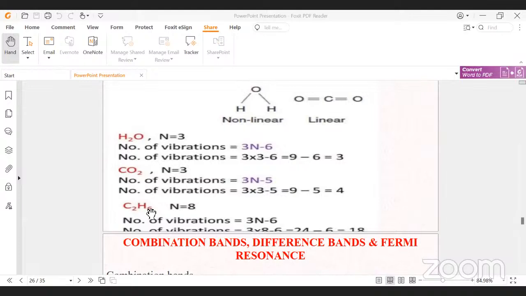What is the formula for a non-linear molecule? 3n minus 6, where n equals 8. 3 into 8 minus 6 is 24 minus 6. In total, we will get 18 vibrations.